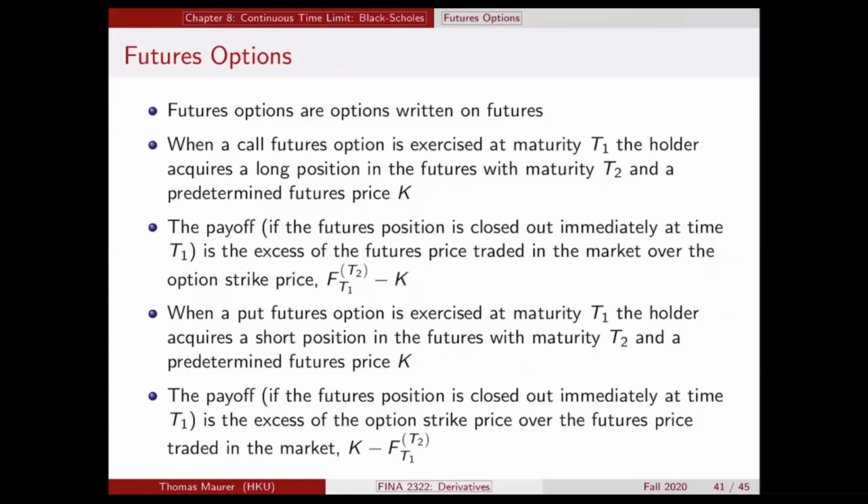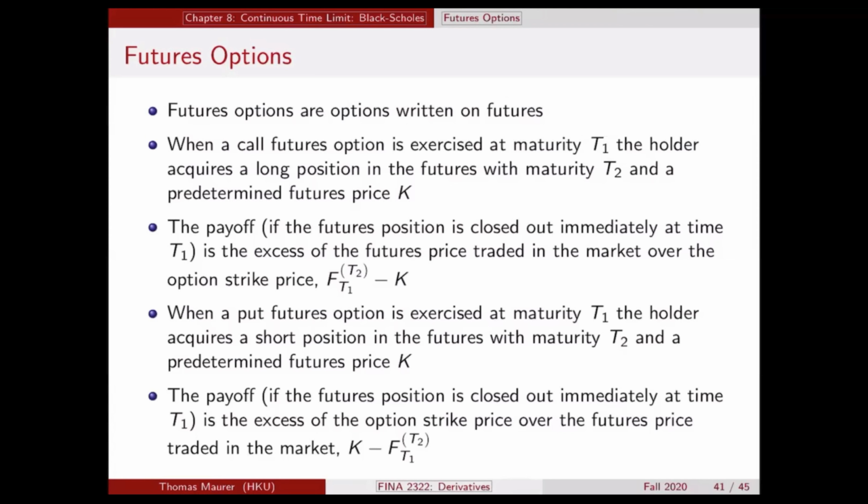Another interesting thing to look at is options written on futures contracts, also known as futures options. When you exercise a futures call option, then instead of getting the underlying asset, you actually get a long position in the futures with a maturity date at some point in the future. So let's suppose you exercise your option at time t1, then you get a long position in the future which expires at time t2, larger than t1. If you get a long position in the futures, we also have to determine what is the futures price of that futures.